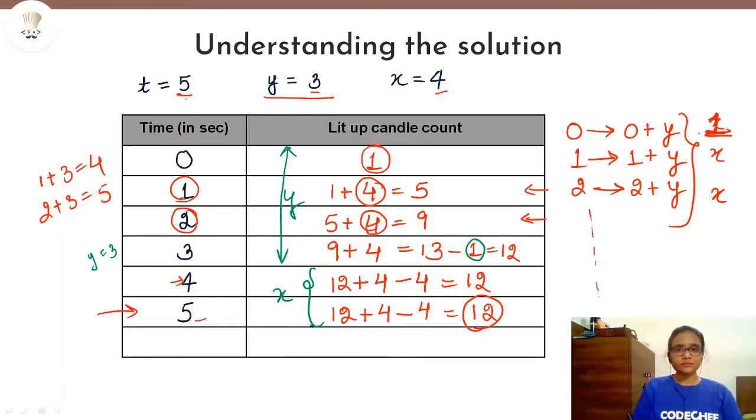So what we can say is that if this extinguishing condition was not there at all, then how many candles would have been lit up by chef? That we can easily find out, right?